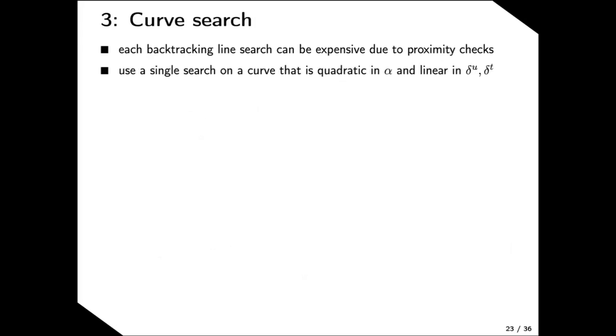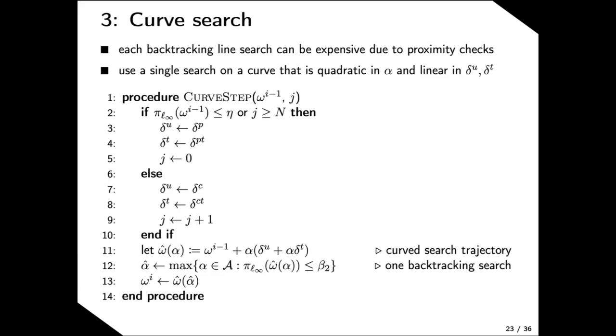Our third enhancement. Each of the 2 backtracking line searches that we did in the TOA procedure can be expensive because we have to do a bunch of proximity checks. So instead, we're going to try doing a single search that's on a curve that is quadratic in alpha and linear in the 2 directions. So this is what that looks like. On line 11, we define this curved trajectory. And then on line 12, we just perform a backtracking search along that curve. And the backtracking search looks very similar to the line search. It's just a different trajectory.